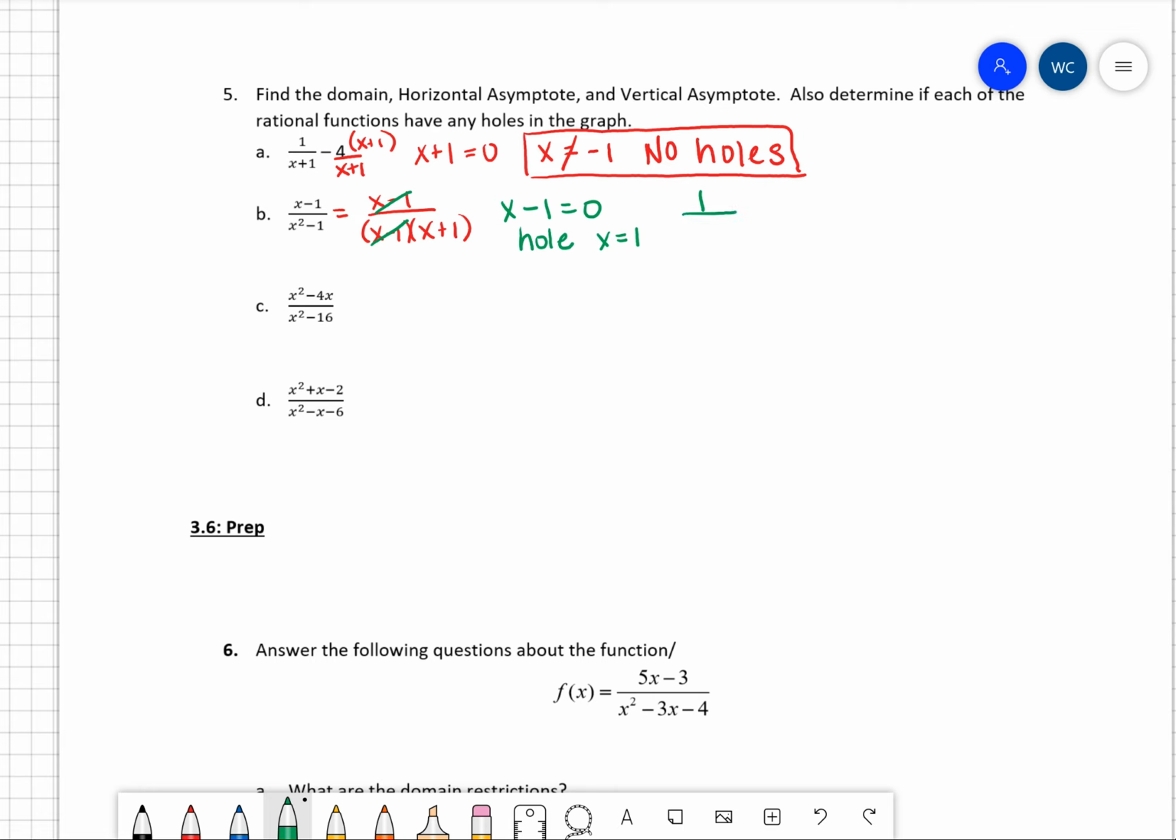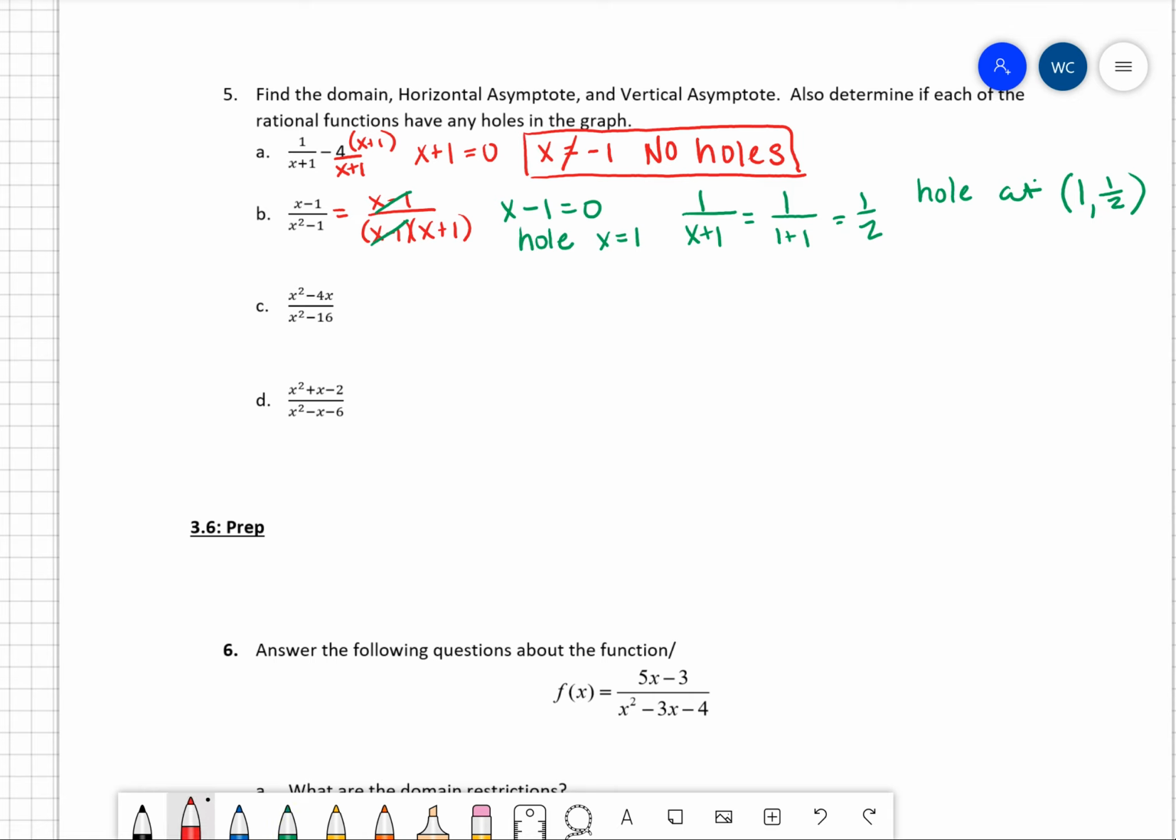Whenever I cancel out, I know I get a 1 on the top and x plus 1 on the bottom. To find that hole, I'm going to have to plug that 1 in, so that I get 1 over 1 plus 1, which of course is 1/2. So I have a hole at 1, 1/2. So at 1, 1/2, I will have an actual hole in my graph.